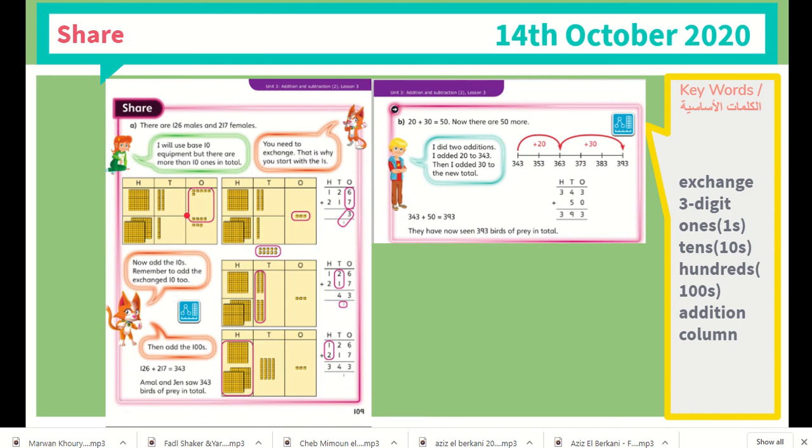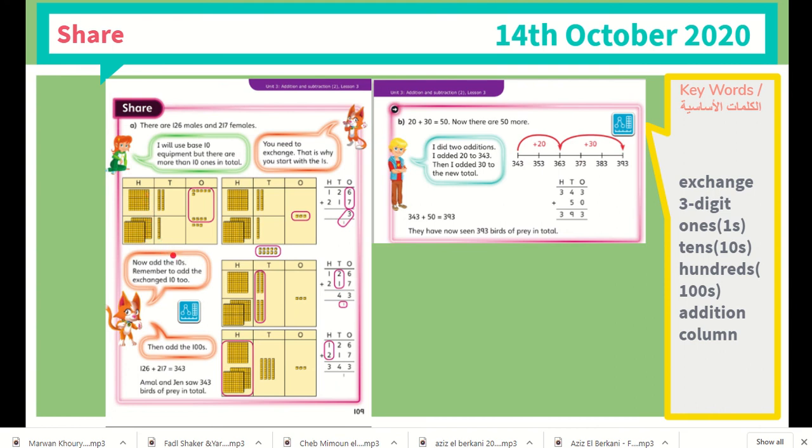I repeat. If we get a total of 10 or more, we do exchange. It means we exchange 10 ones for 1 ten. So this is 1 ten. We need to send it or move it to the tens column. Now the leftover is 3. Now how many tens do we have now? 2 plus 1, and don't forget the extra 10 that we exchanged. So we have 4 tens in total. 2 plus 2 is 4. Now 1 plus 2 is 3.